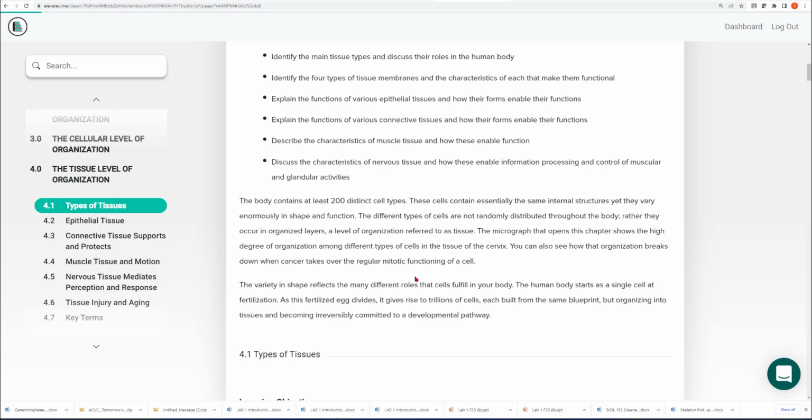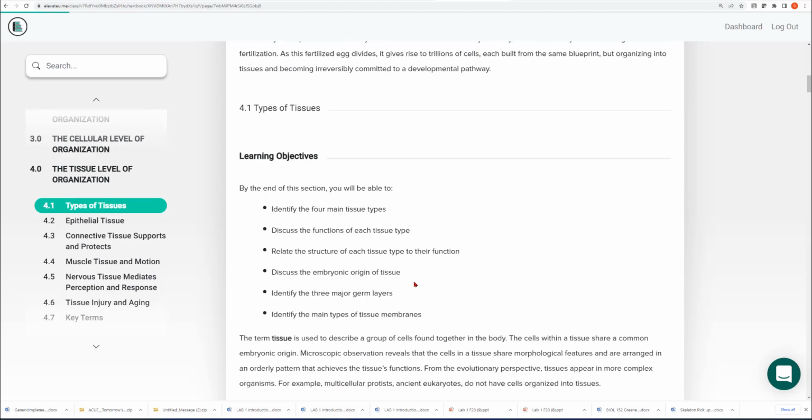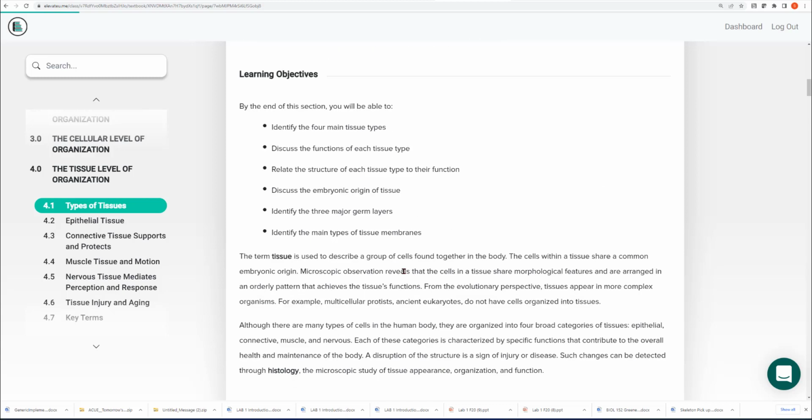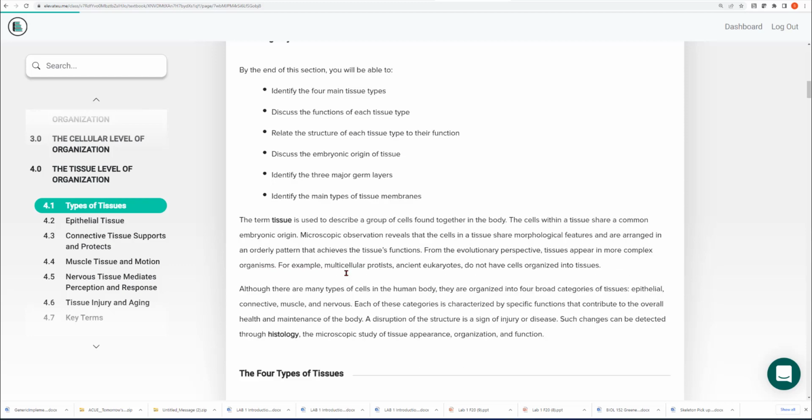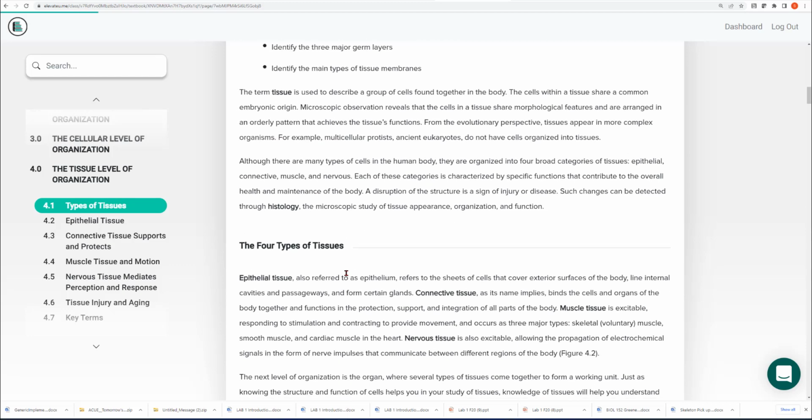And there are four basic types of tissues in the body, right? Tissues are a group of cells that are found together. They work in a common job, if you will. And cells within a tissue share a common embryologic origin. And we'll go through that in a few minutes. So the study of tissues is called histology. And this is the term you'll hear a lot about. Remember, cytology is the study of cells, and histology is the study of tissues.